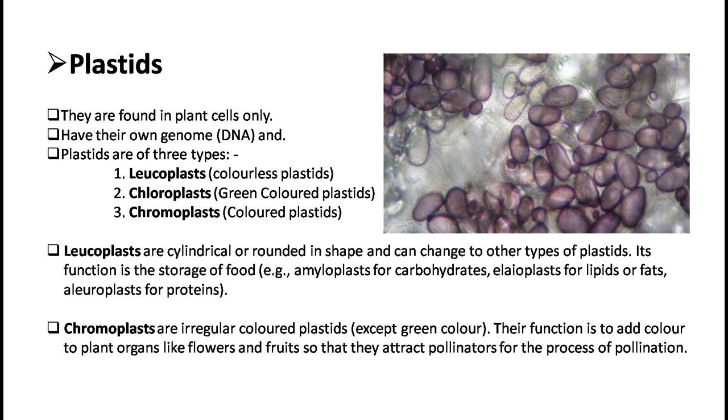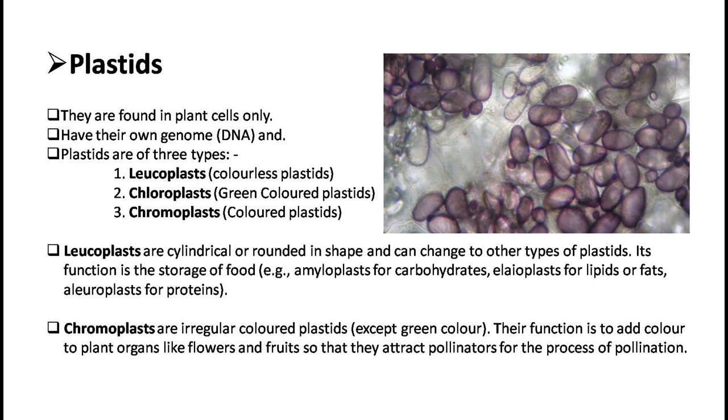Leucoplasts are cylindrical or rounded in shape and can change to other types of plastids. Their function is to store food. The picture might seem to be colored, yet this is the stain that has been used in order to visualize the leucoplast. It stores carbohydrates, lipids or fats, and proteins. Thus, they are called amyloplast, elaioplast, and aleuroplast, respectively.